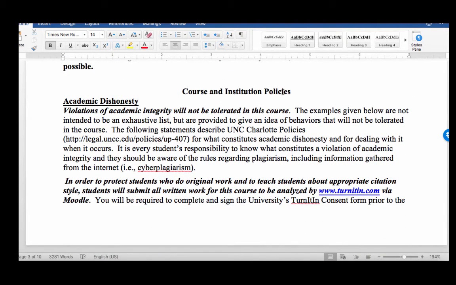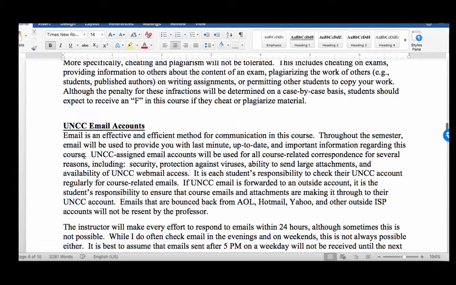The course and institution policies are posted in a separate document, but they're also here. We are very strict with regards to academic dishonesty. It is also essential that you use your UNCC email accounts. We will send out information with the course updates and so on, so you want to make sure that you check these emails.